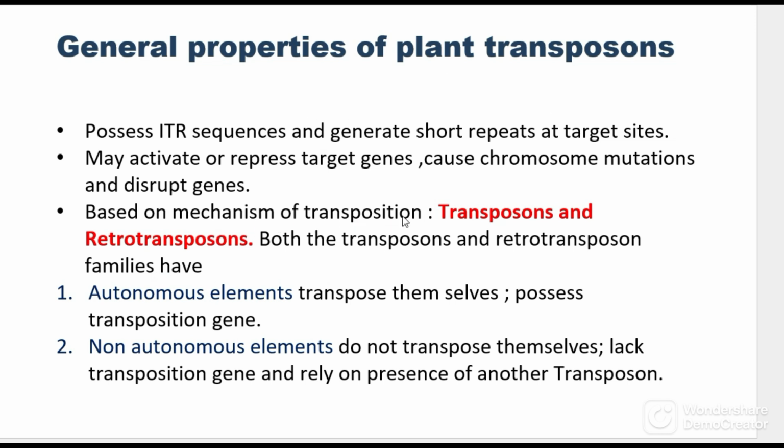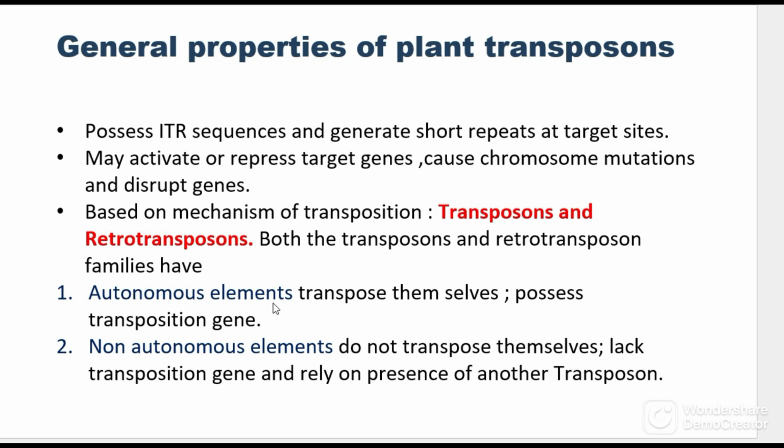Based on the mechanism of transposition, there are two types, that is DNA transposons and retrotransposons. Retrotransposons are known as class 1 elements and DNA transposons are known as class 2 elements. Both the transposon and the retrotransposon families have autonomous elements and non-autonomous elements. This classification is done on the basis of their self-efficiency.